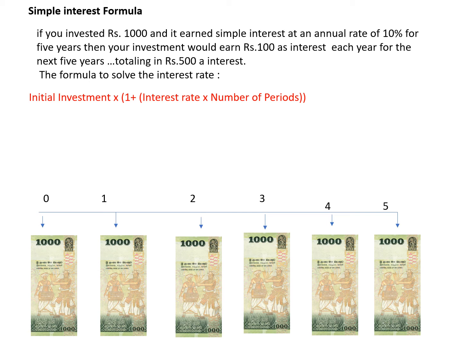Therefore, if we invest Rs 1000 in an account for 5 years that earns 10% simple interest per year, then we would have 1500 rupees. The ending balance in 5 years would consist of our initial Rs 1000 investment and 500 rupees as interest earned over the 5 year period. Our formula would be 1000 times 1 plus the interest rate of 10% times 5 years.